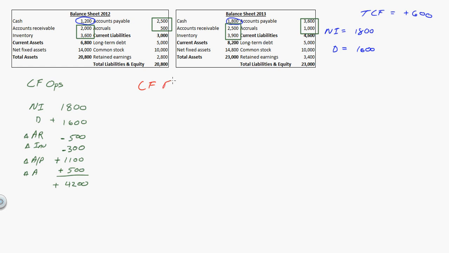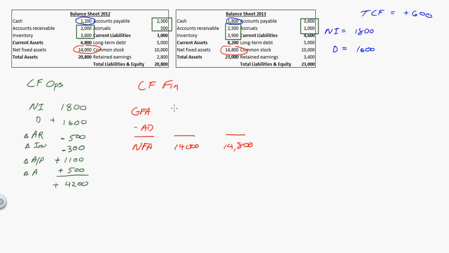Next, we can look at cash flow from financing. I need the change in gross fixed assets, but I don't have that. I just have net fixed assets. Well, I know that gross fixed assets, or you could use the term plant, property, and equipment, whichever way you want to say it, minus accumulated depreciation is net fixed assets. I know in 2012 net fixed assets was $14,000. I know in 2013 net fixed assets was $14,800.